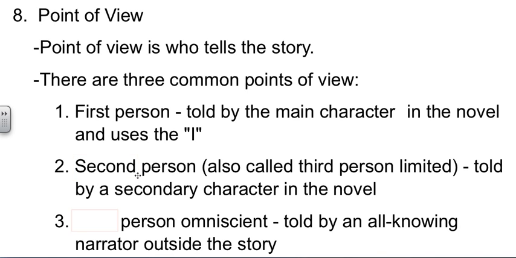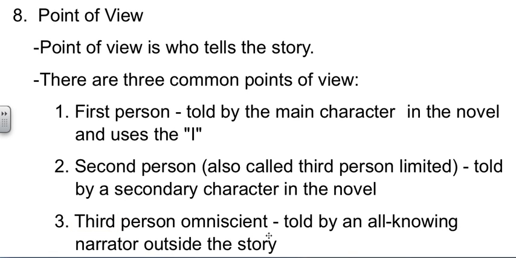The second one is second person. Second person is also called third person limited, but there's been a lot of confusion about third person limited versus third person omniscient, so a lot of people have just gone to calling it second person. You can call it either. I'll figure it out. The second person point of view is told by a secondary character in the novel. So it's still somebody in the novel telling the story, but it's not the main character or the protagonist.